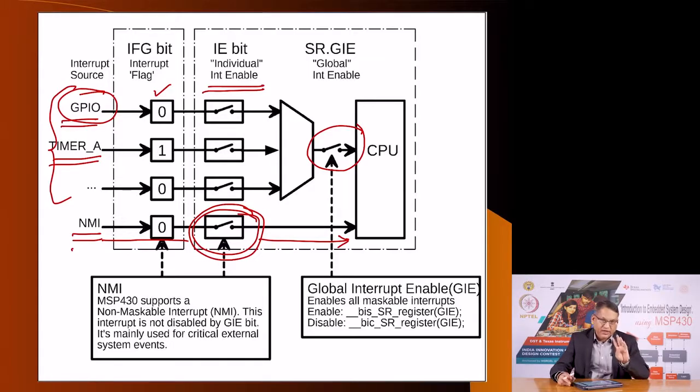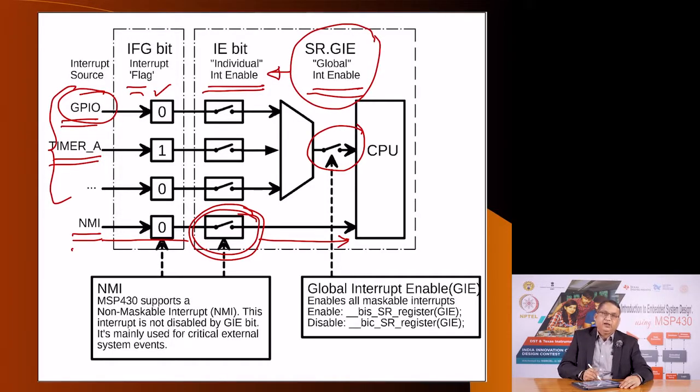So, there are 3 aspects: interrupt flag register, individual interrupt enable bits, and a global interrupt enable. For all the maskable interrupts, you have to deal with all these 3 parts. For the non-maskable interrupt, you do not have to deal with this global interrupt enable, you only have to deal with the fact that the non-maskable interrupt should generate an event and then it should be enabled, then it would reach from here to the CPU.